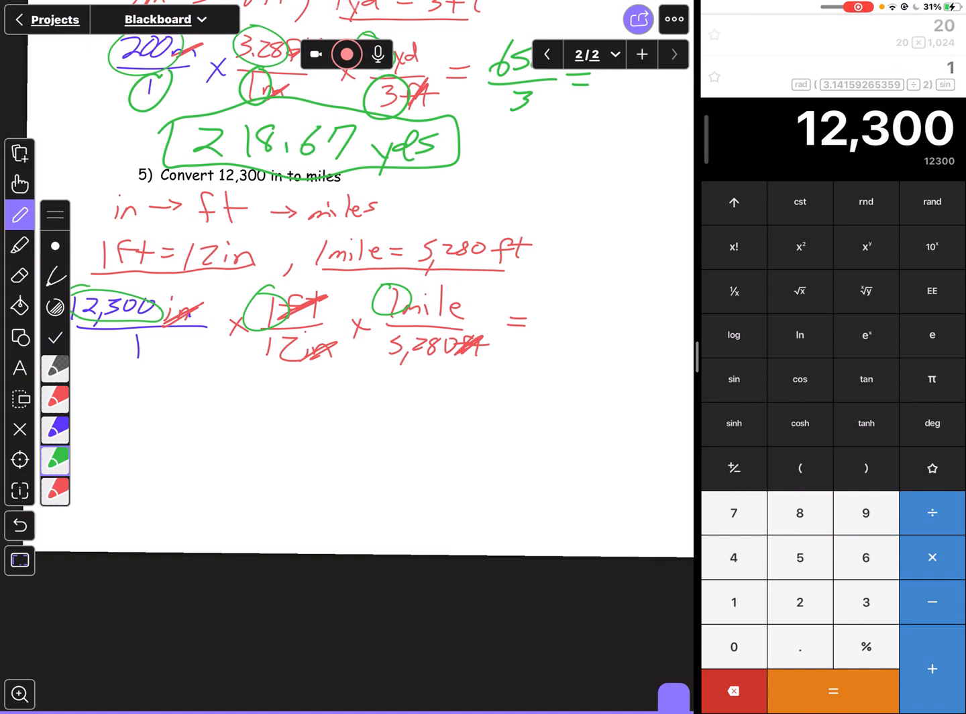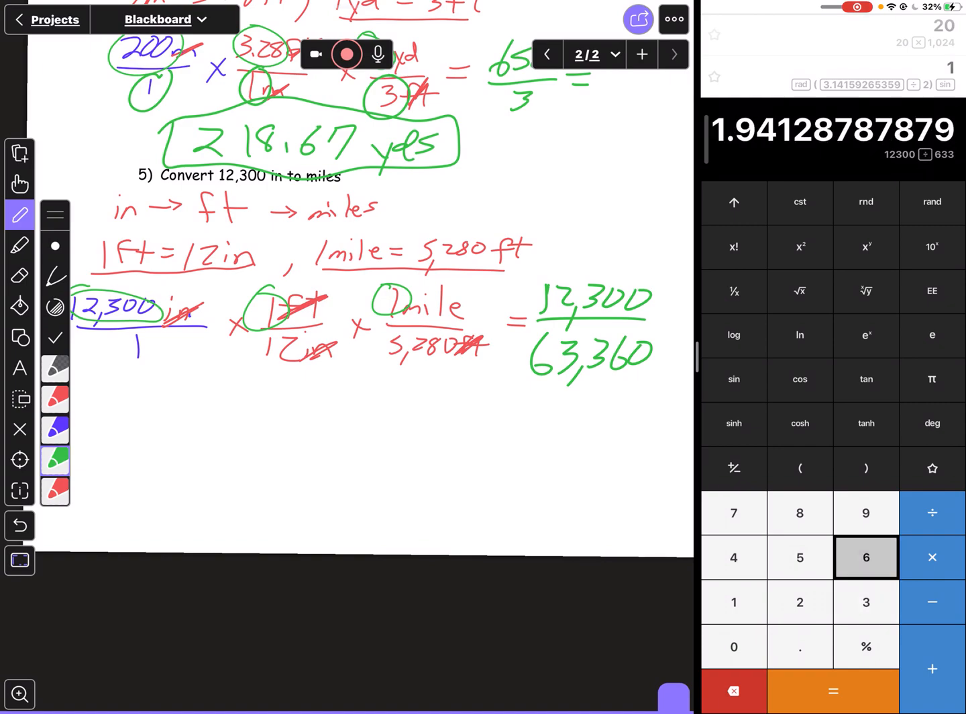So 12,300 times 1 times 1 is going to give you 12,300 over, multiply everything on bottom, that would be 1 times 12 times 5,280. So 12 times 5,280 equals 63,360. Then I'm going to divide at the end. I would take 12,300 divided by 63,360.